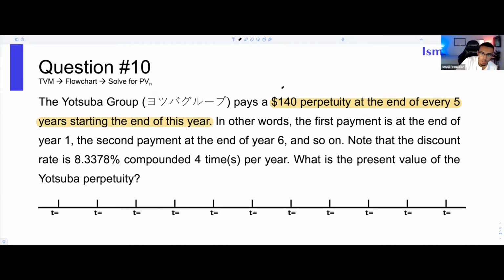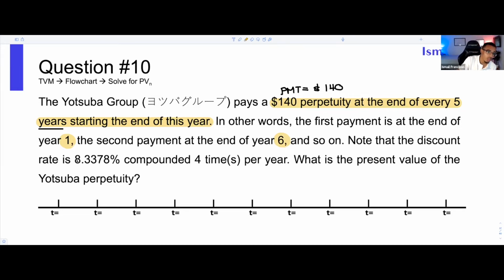we know that payment is equal to 140. That's guaranteed. But we also know that these payments are happening every 5 years. So they're not happening every year, but every 5 years. In other words, they're being nice to you, telling you the first payment's at year 1, the second payment's at year 6, and so forth.